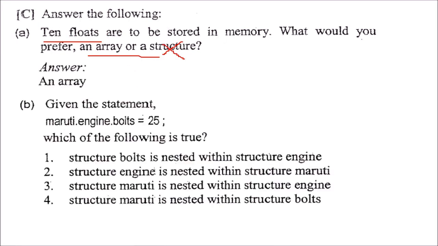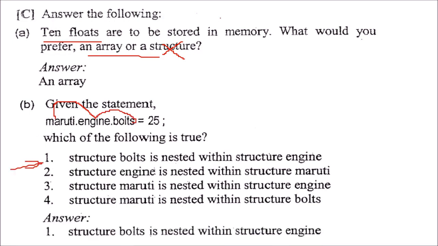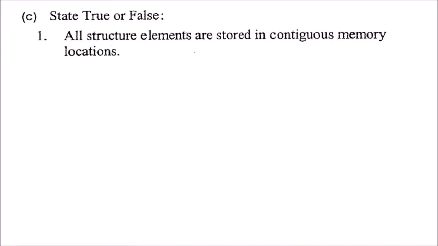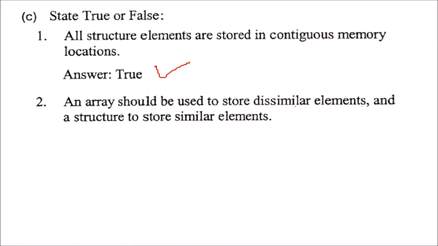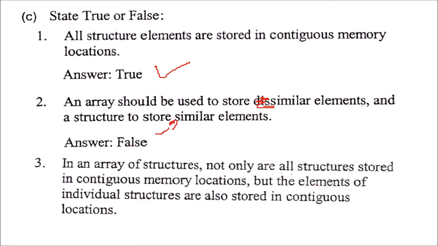Now given the statement, we have a main structure Maruti. Inside this we have a nested engine, and inside it a nested bolt. So we can go with the first one: structure bolt is nested within structure engine. True or false: all structure elements are stored in contiguous memory locations. Exactly true. An array should be used to store dissimilar elements? No, similar elements. And structures are used to store similar elements? No, structures are for dissimilar elements. So this is false. In an array of structures, not only are all structures stored in contiguous memory locations, but the elements of individual structures are also stored in contiguous locations. This is true.